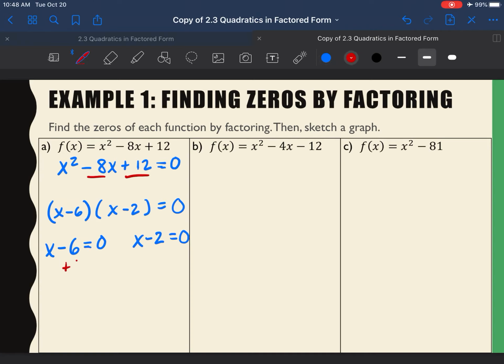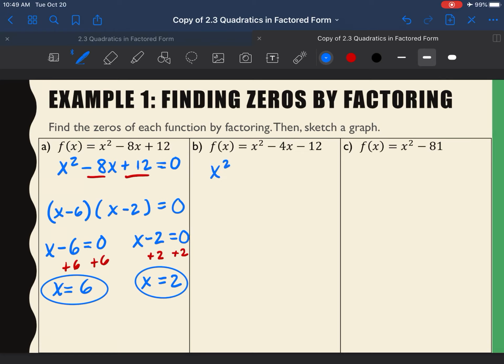So you would add 6. On the other one, you would add 2 to both sides. So x is going to equal +6, and on the other one, x equals +2. And those are the solutions to this function. These are the zeros, the roots, x-intercepts. All of that means the same thing. So here, next one, same thing.